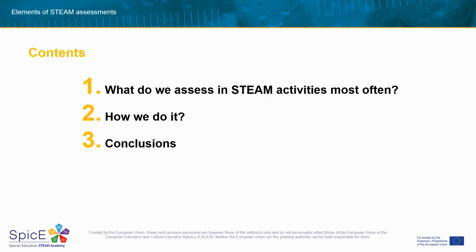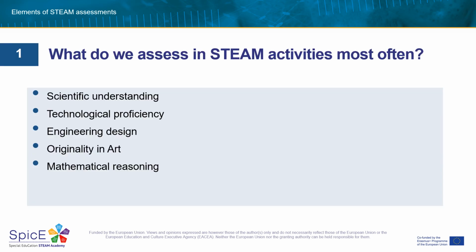The presentation will cover the main elements in assessing STEAM activities, answering the questions: what do we assess in STEAM activities most often, and how do we do it? What do we assess in STEAM activities most often? The knowledge evaluated in STEAM activities can be highly diversified and multidisciplinary. Among the principal domains of expertise and abilities that are commonly assessed are the following 5. Number 1, scientific understanding. Number 2, technological proficiency. Number 3, engineering design. Number 4, originality in art. And number 5, mathematical reasoning.